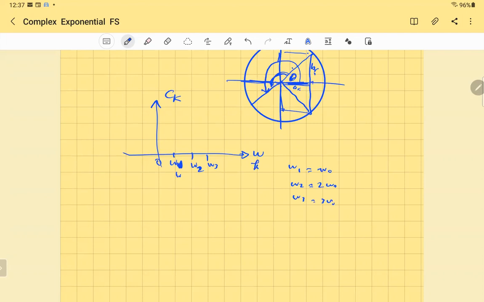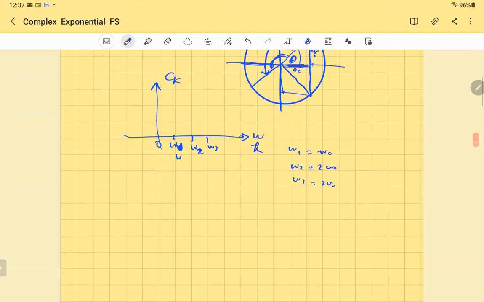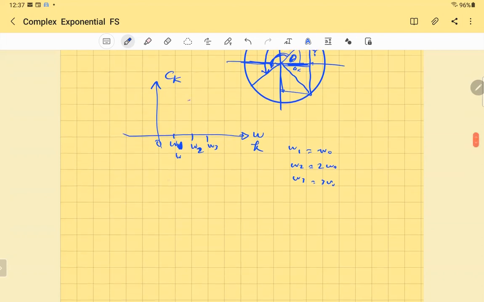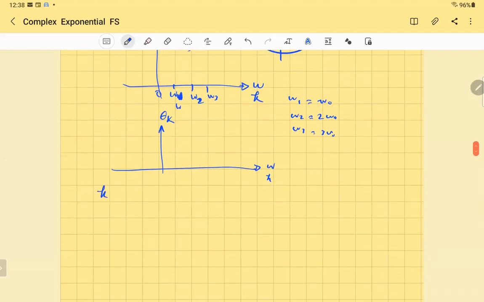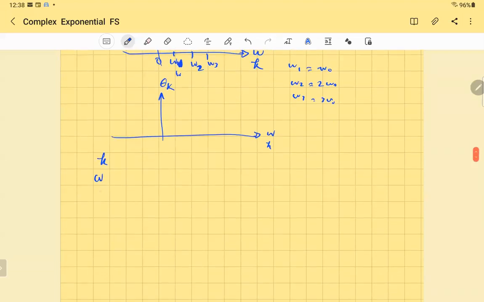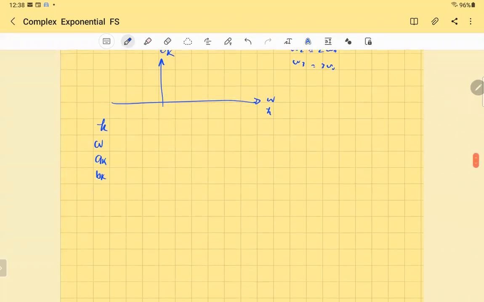You can put k instead of k omega. That's fine, I'll accept it. So that will be the magnitude. The angle will be theta k against omega, or k, whatever you calculate for every component, you put it there. You can make a table with k, omega, then Ak, Bk, then Ck, theta k. You can make this table just to make your life easy.